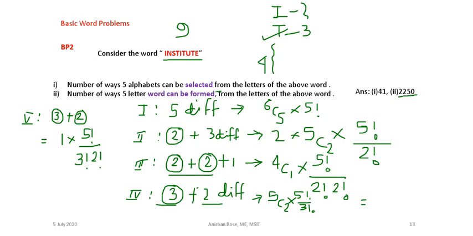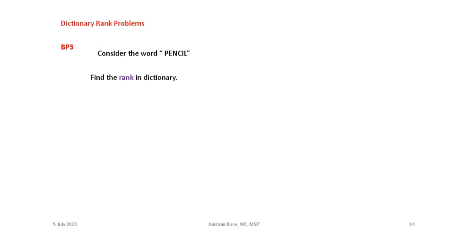Now coming to the next problem. This is the dictionary rank problem. Suppose the question is: this is the word PENCIL and we have to find its rank in the dictionary. Here we are considering all words, meaningful or without meaning, that are there in a dictionary, and you have to find its rank. So you have to see all possible arrangements.